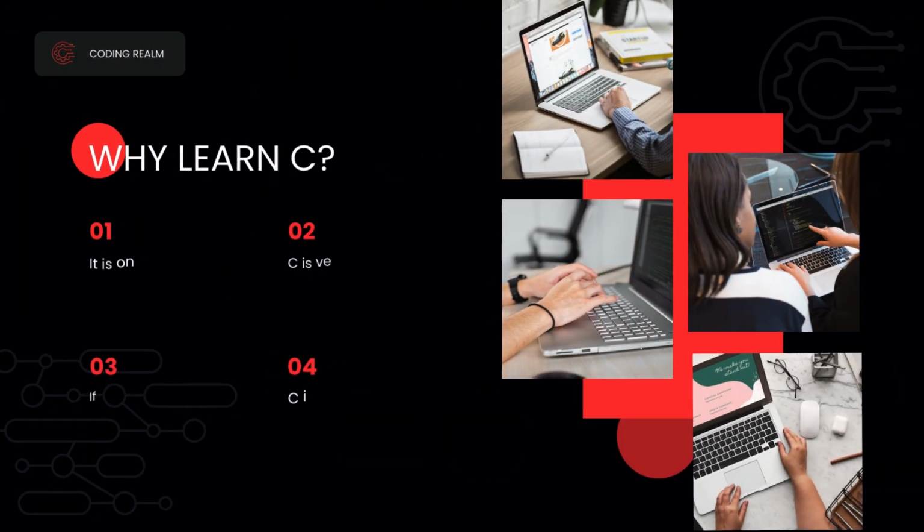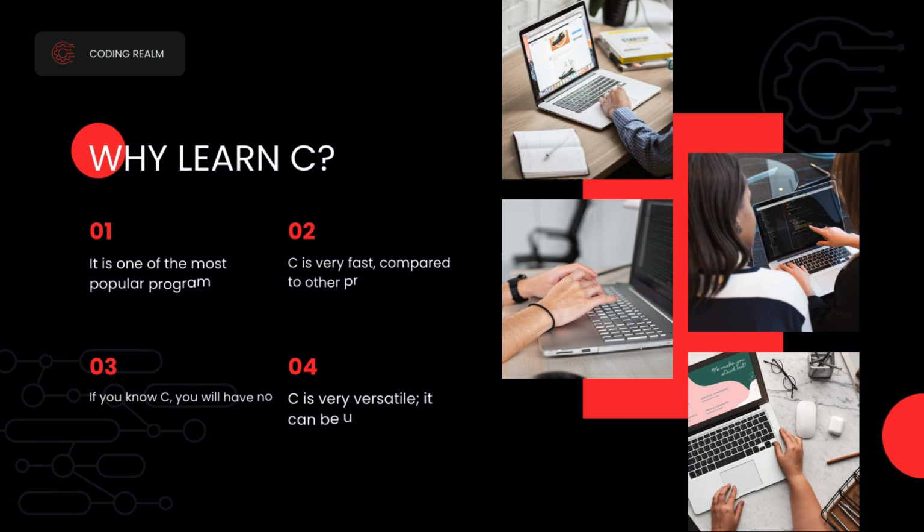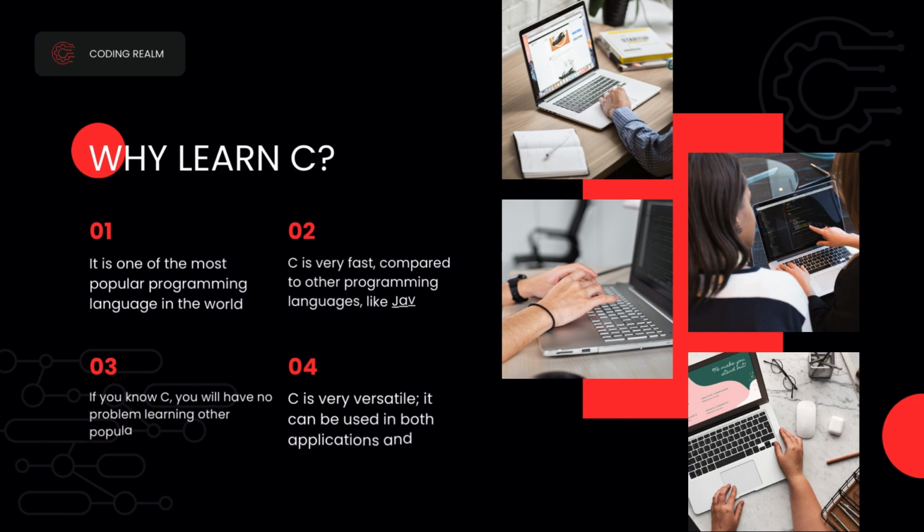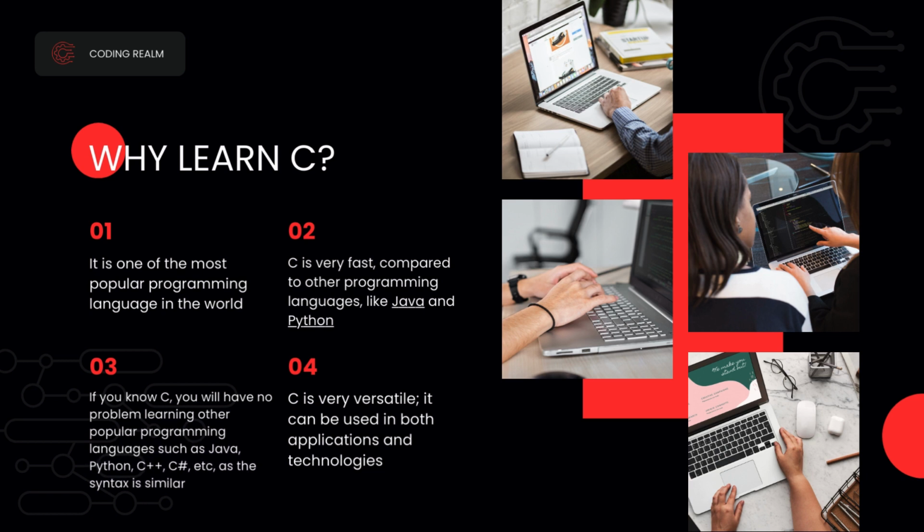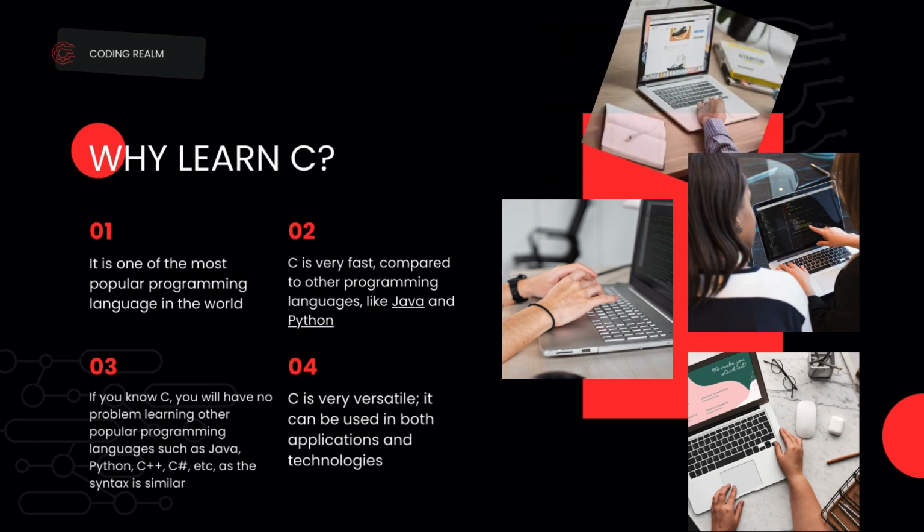Why is it important to learn C? First of all, C is one of the most popular programming languages in the world. Second, C is very fast compared to other programming languages like Java and Python. Third, if you know C, you will have no problem learning other popular programming languages such as Java, Python, C++, C#, etc., as the syntax is similar. Finally, C is very versatile. It can be used in both applications and technologies.